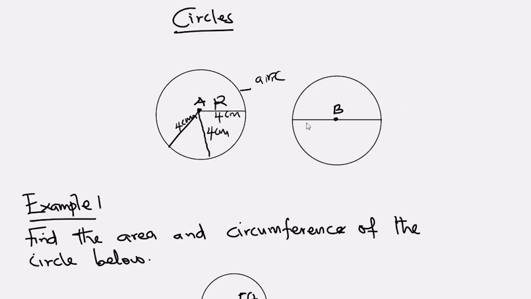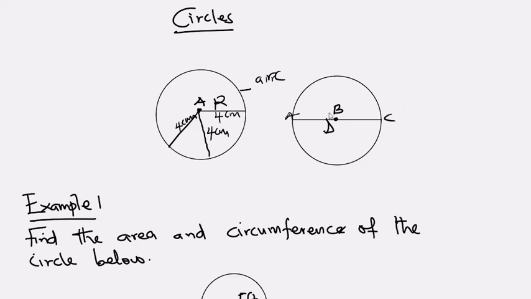Let's consider another circle over here. If I draw a line from one part of the circumference passing through the center to another part of the circumference, let's call the first part A and the second part C. So when I draw a line from one part of the circumference passing through the center to another part of the circumference, that line is called the diameter.